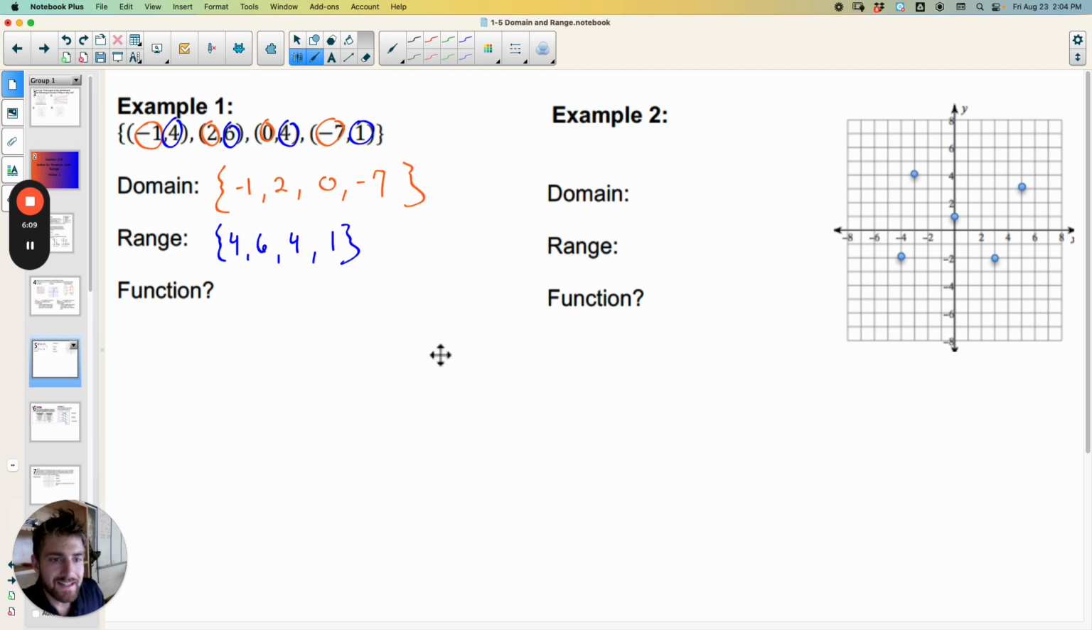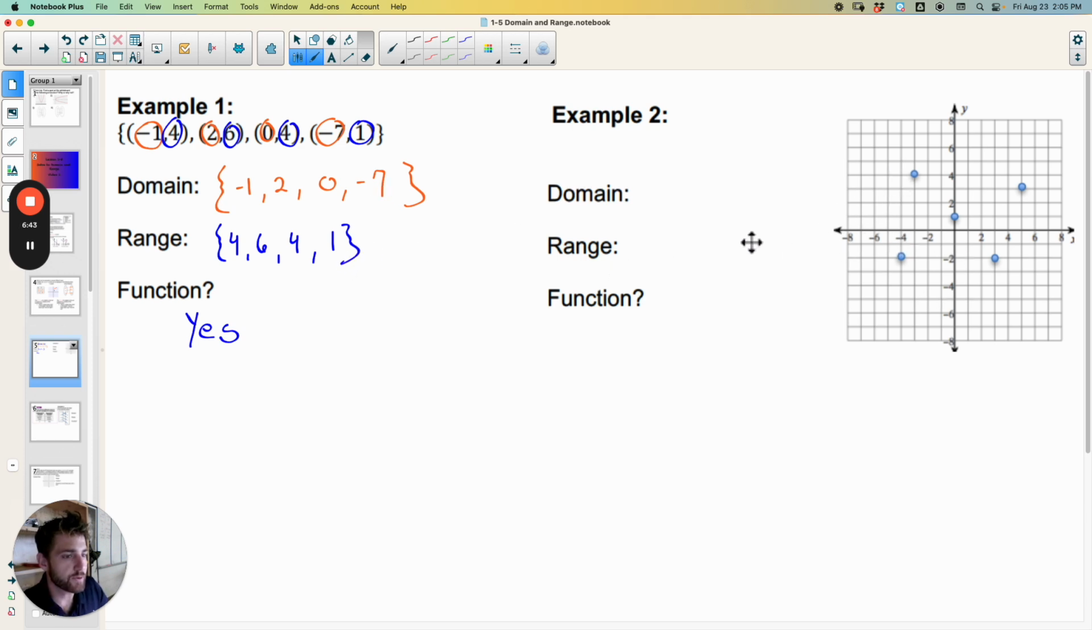And now the question is, is this a function? And yes, it is, because I have no repeating x values up here. Now notice I do have repeating y values, but that's okay. This -1 maps to 4, this 2 maps to 6, this 0 maps to 4, and that's okay. You can have y values that repeat, but you cannot have x values that repeat. And lastly, -7 maps to 1.